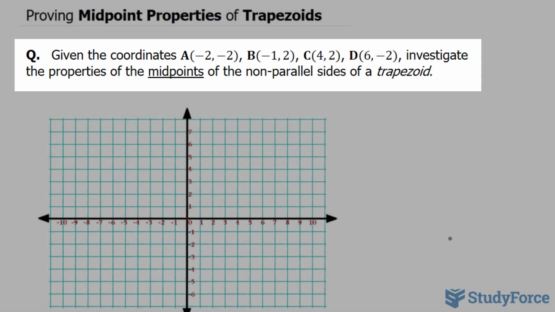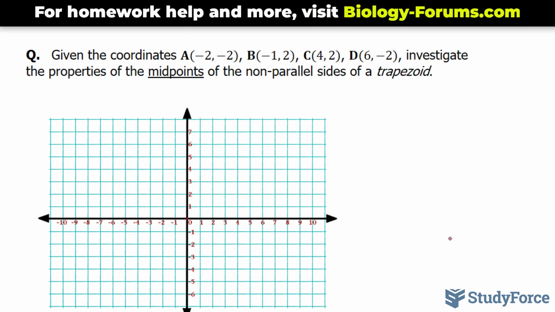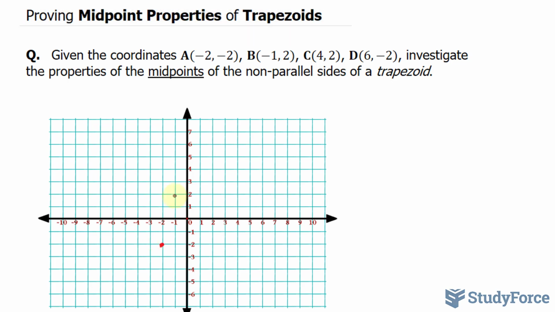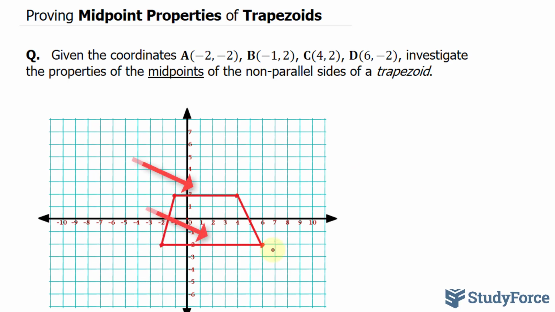sides of a trapezoid. The first thing that I'll do is plot these points. Our first point is A, which is at -2 and 2. That's right here. Our next point is B, which is at -1 and 2. C is at 4 and 2. And D is at 6 and -2. Let's go ahead and connect these. As you can see, once we've connected these points, this side and this side are parallel.